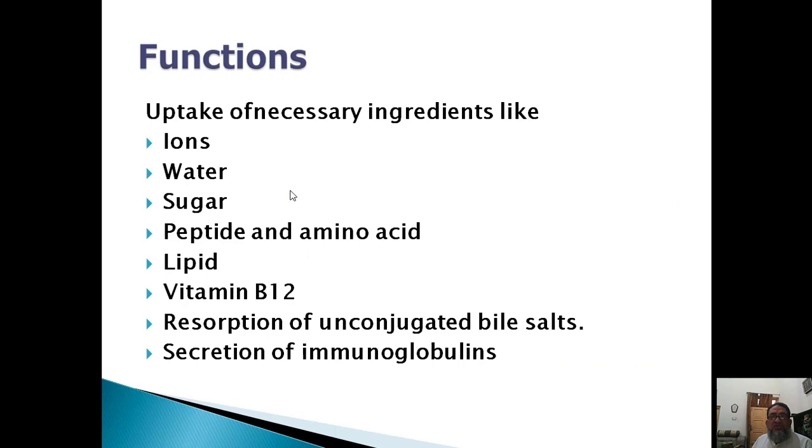What is the function? Uptake of necessary ingredients. Because this is an absorptive cell, all the ions, water, sugar, peptides, amino acids, lipids, and vitamin B12 are readily absorbed in these enterocytes. Also the resorption of unconjugated bile salts coming from the bile duct. Secretion of immunoglobulin is again a very important function, IgA, which we will discuss in a later slide. Secretion of immunoglobulin through the cytoplasm pours into the lumen, is then absorbed by the liver and transported to the respective areas in the body. So uptake of iron, water, sugar, peptides, lipids, vitamin B12 and unconjugated bile salts are the necessary functions, along with secretion of immunoglobulin.